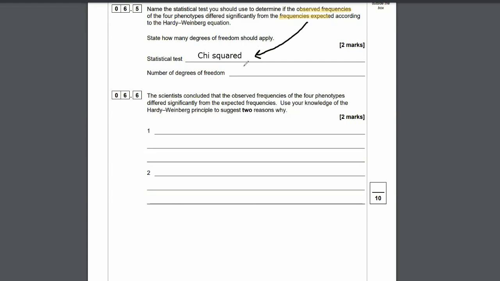So we're going to take the 4 phenotypes, A, B, O and AB, and we're going to minus 1, and we're going to get 3 as the degrees of freedom. So you take the 4 phenotypes as n. Degrees of freedom is always n minus 1 in chi-squared. So in this situation, degrees of freedom is 3.